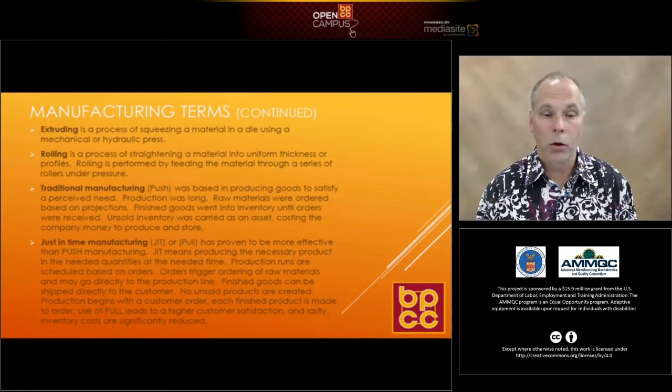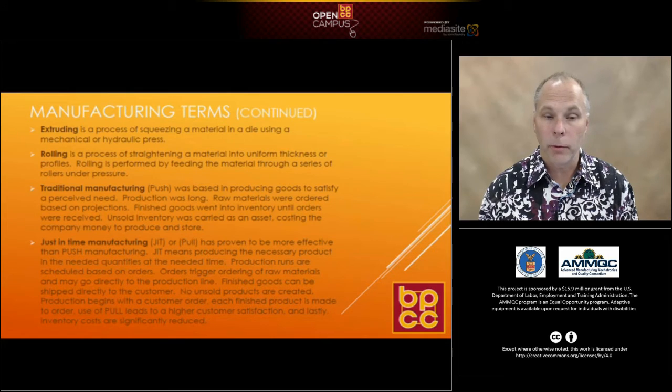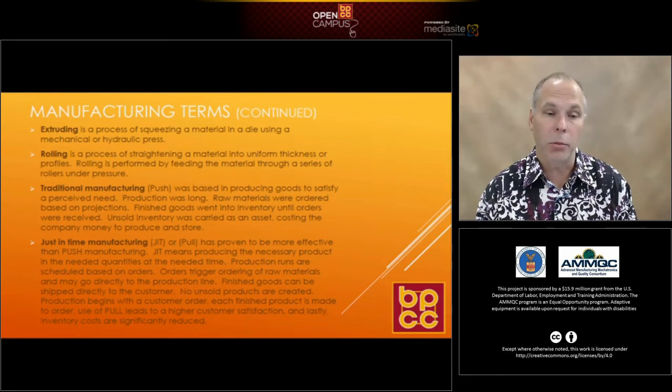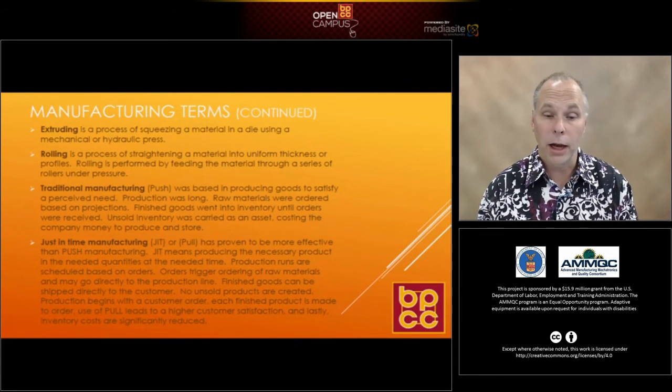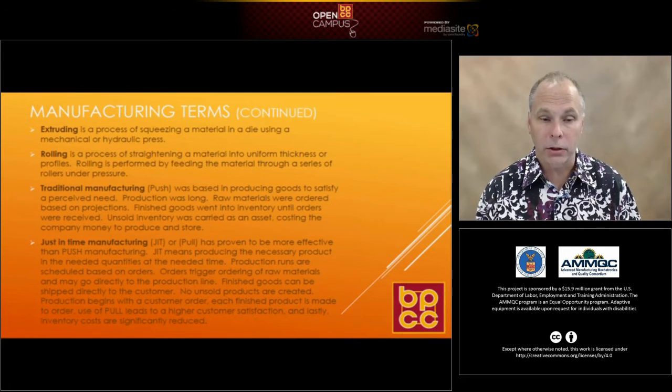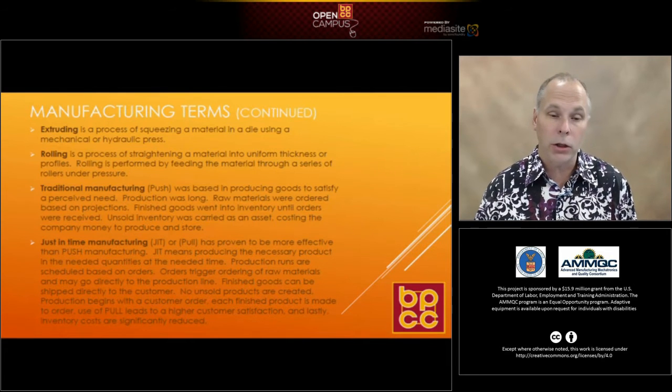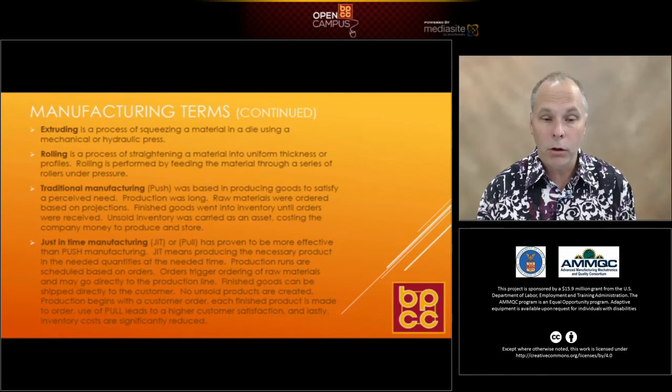Okay, now we're going to get a little more detailed stuff. We're going to talk about traditional manufacturing, or the push manufacturing, as some people like to call it. It was based on producing goods to satisfy a perceived need. Production times were long. Raw materials were ordered based on projections. Well, we know we made 500 of them this time last year. We need to go ahead and order 500 more.